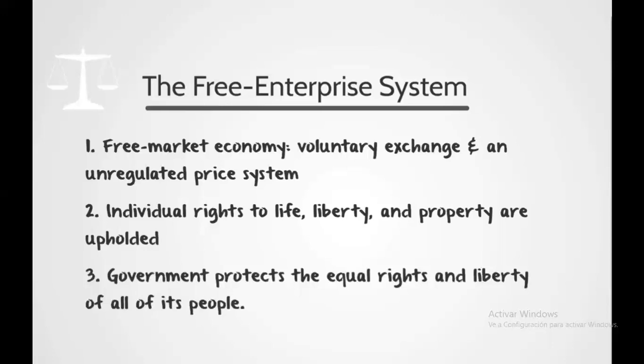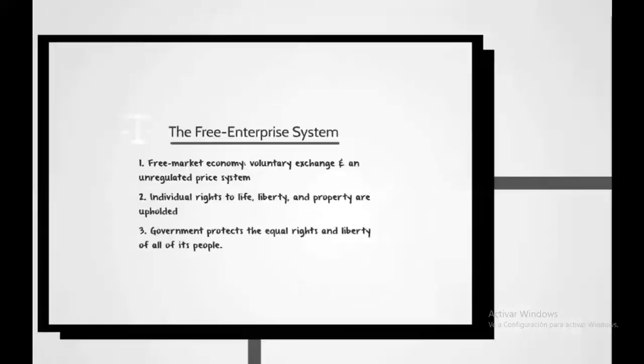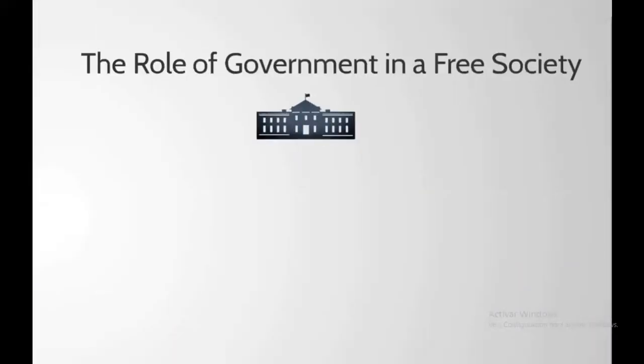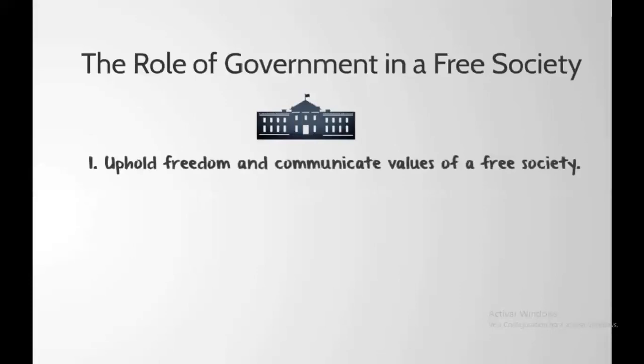Again, we can answer this question by explaining the necessity of freedom in the political process. So the basic role of government is threefold. First, to uphold the freedoms and communicate the values inherent within a free society.